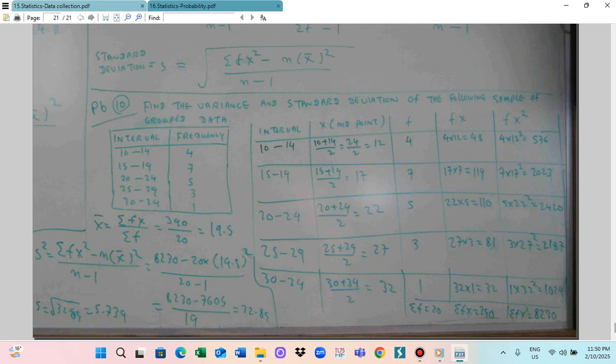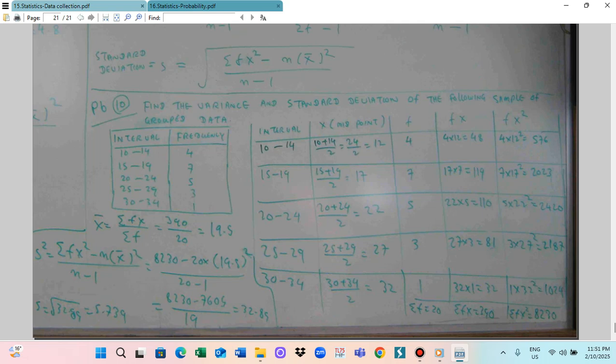And also 20 to 24. So for 20 to 24, you calculate 20 plus 24 by 2, so this becomes 22. The frequency is 5, so 22 multiplied by 5 equals 110. And 5 multiplied by 22 square is equal to 2420. So this is for the 20 to 24.